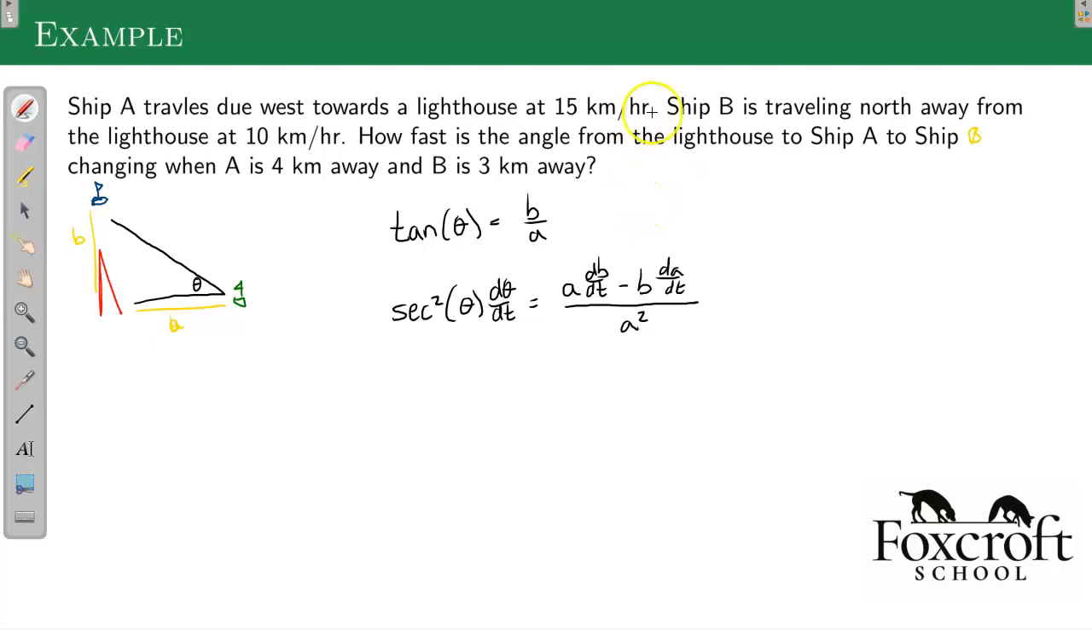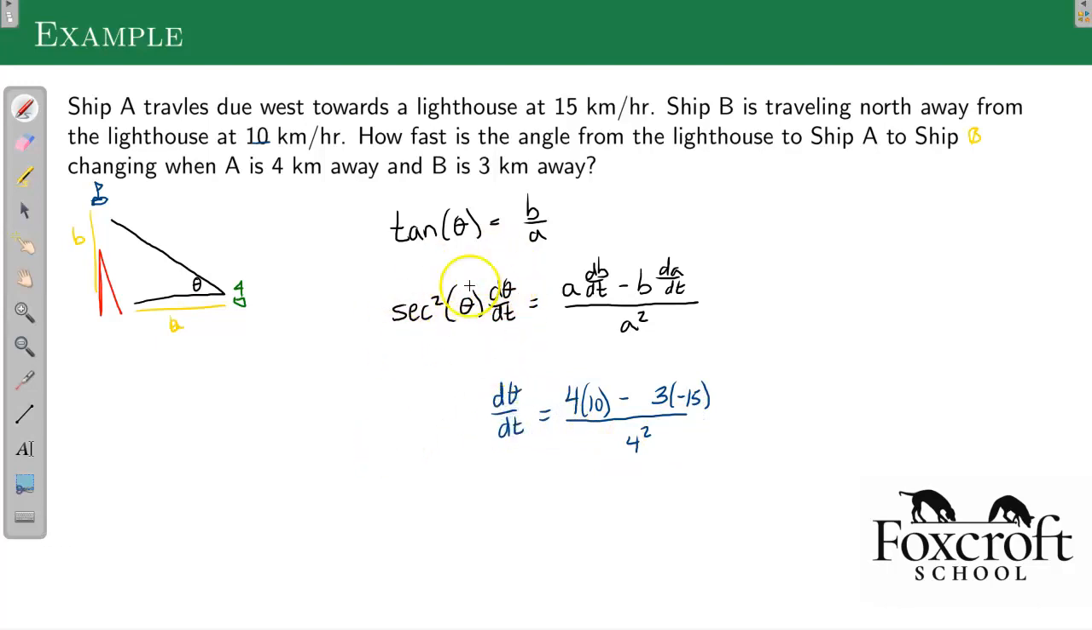Now we plug in what we know. So what do we know? We know a and b because they're telling us a is 4 and b is 3. So I can put in a 4 here and a 3 here and 4 squared there. We know how b is changing the same way we knew before. This ship is going farther away from the lighthouse, so b is increasing by how fast the ship's going. The change in A, this side of the triangle, is getting smaller because A is going towards the lighthouse, so it's going to be negative 15. D theta dt, the change in the angle, is what we're trying to find.